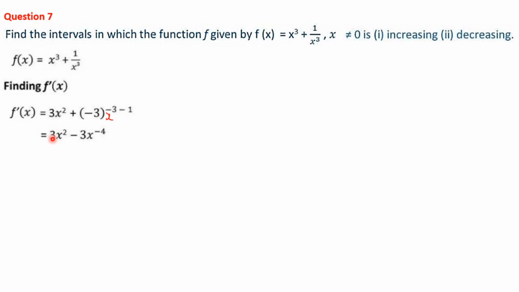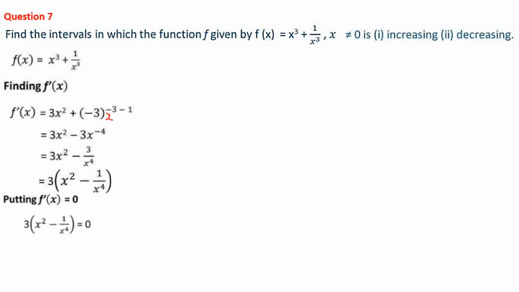That is 3x square plus into minus, minus 3x power minus 3 minus 1, and minus 3 minus 1 is minus 4. Again we can bring it back to the normal form: 3x square minus 3 x power minus 4, we can bring to the denominator as 3 by x power 4. Minus 4 becomes plus 4 when it comes to the denominator. Then in these two, 3 is common, we can take out 3 into x square minus 1 by x power 4.